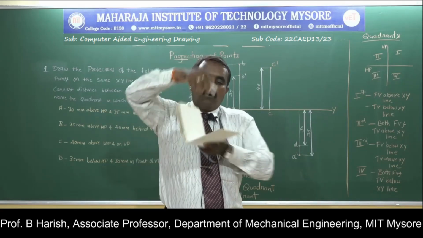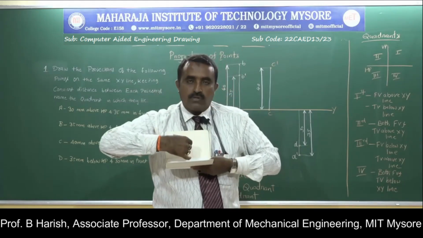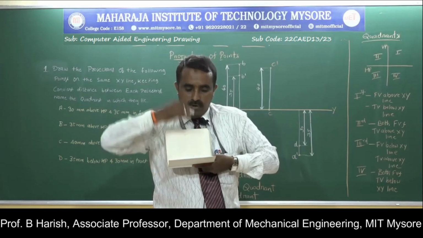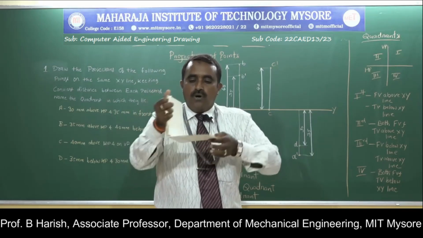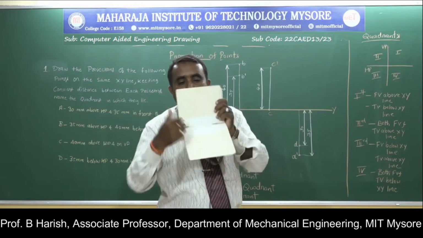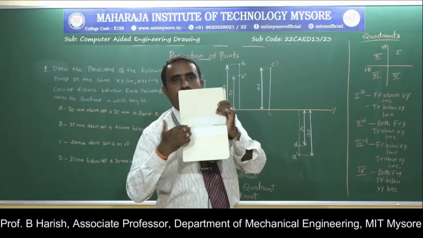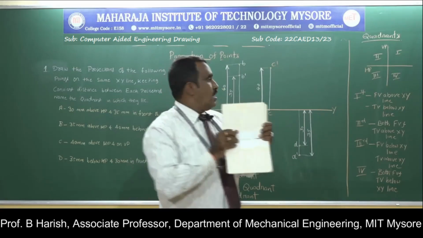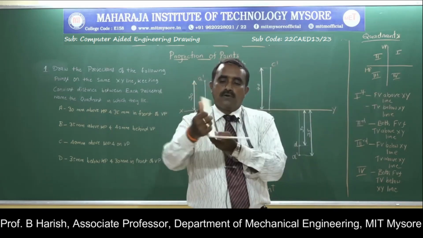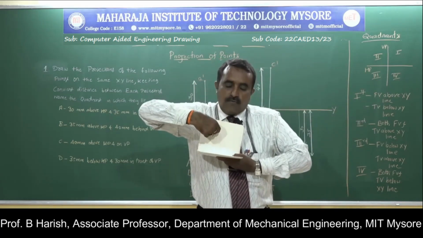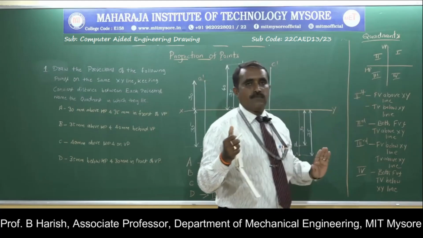In the first quadrant, if the object is here and the observer is looking from this side, the view we get is called the front view. If the observer is looking from the top, the view we get is called the top view. The horizontal plane is rotated clockwise. The intersection of the horizontal and vertical planes is called the XY line. So the front view will be above the XY line. When it is rotated like this, the observer looking from this side gets the front view here and the top view here, so after rotation, front view above, top view below. That is the first quadrant.